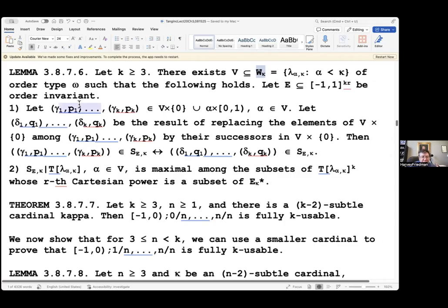Let E be order invariant, and I have these pairs, these P's are in the rationals, then I get this. This is what I'm looking for, this equivalence. Because if you remember what S sub E kappa was, this is the greedy construction based on the order invariant E.